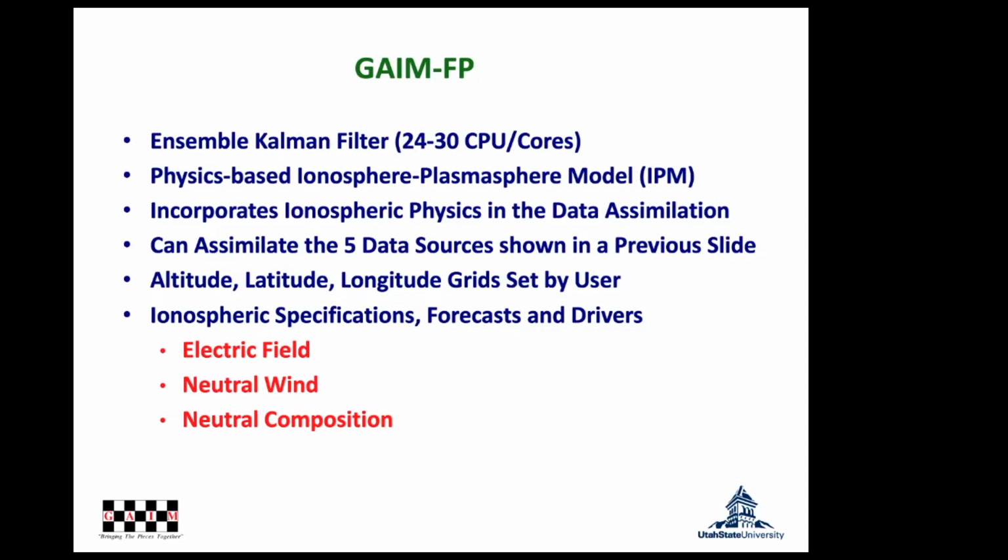GAME full physics can assimilate 5 different data sources, as shown in the previous slide. The altitude, latitude, and longitude grids can be set by the user. The output of the GAME full physics is ionospheric specifications, forecasts, and drivers.